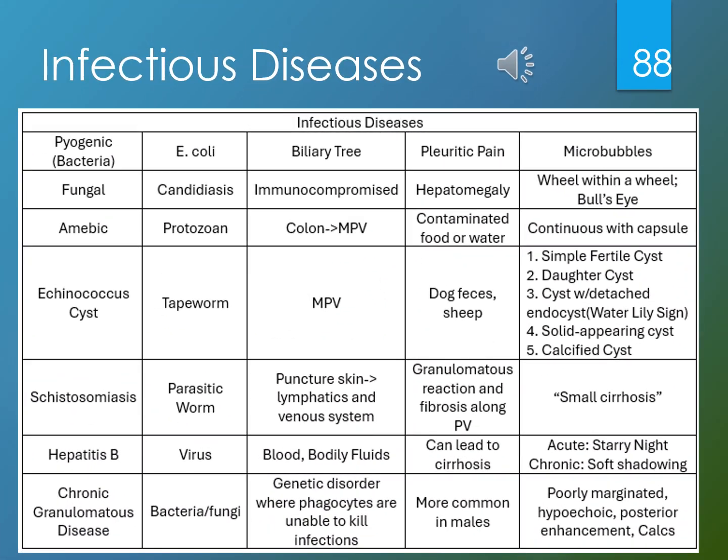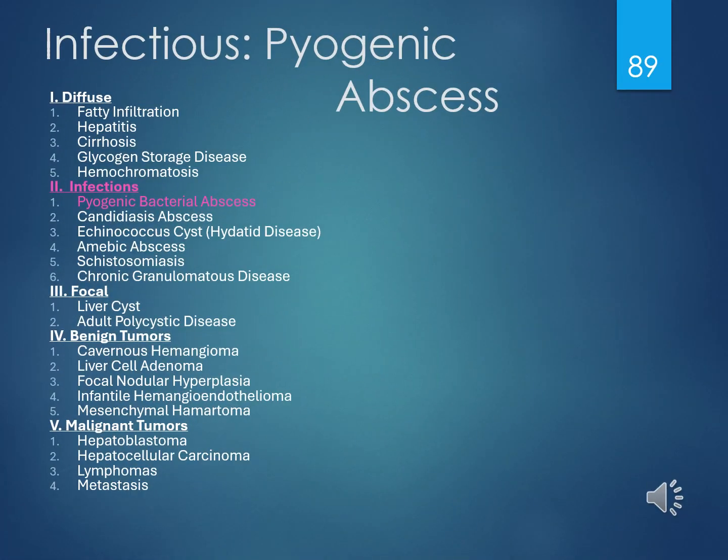This chart outlines all those different infectious diseases, including hepatitis B. It tells you who the culprit is. It tells you how they get to that liver. It tells you some specific things about that particular infection, and then also tells you about the sonographic signs of that disease. So this is a nice comparative graph that I wrote up for you. You're welcome. First infectious disease is pyogenic bacterial abscess.